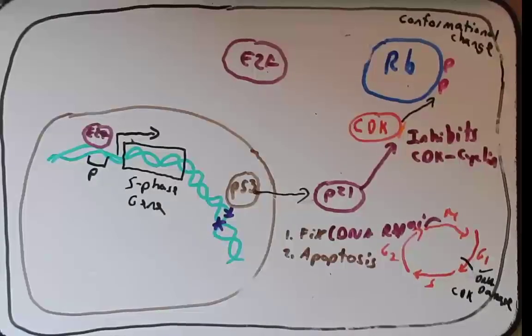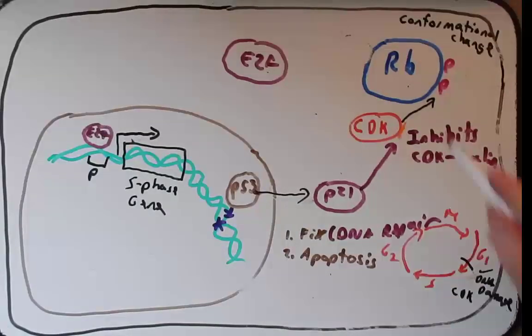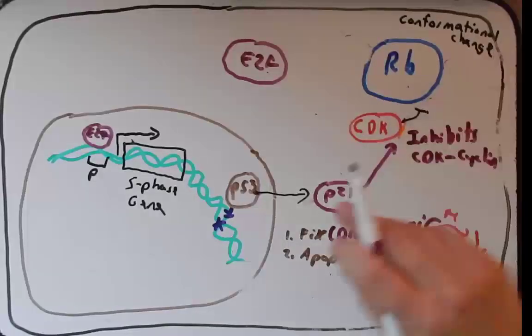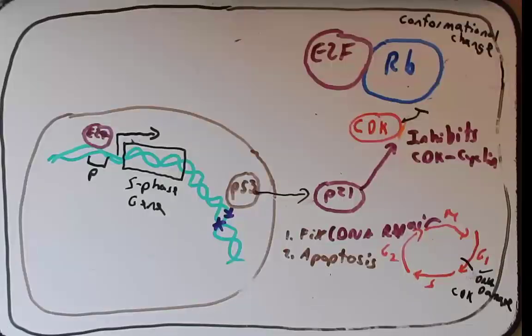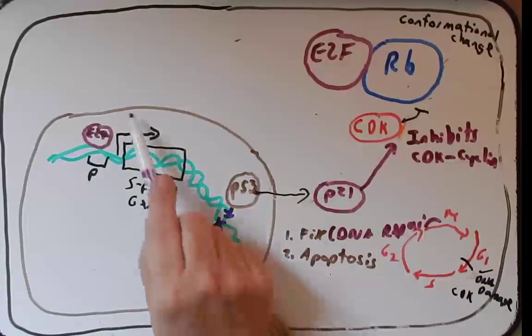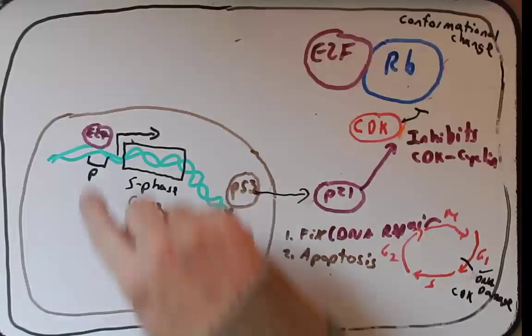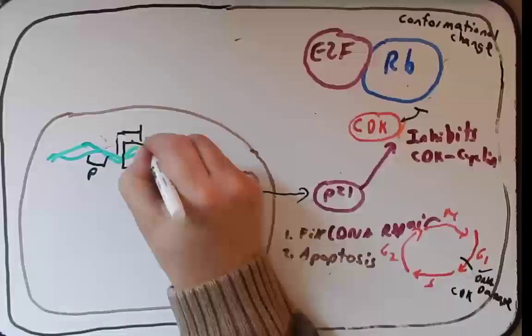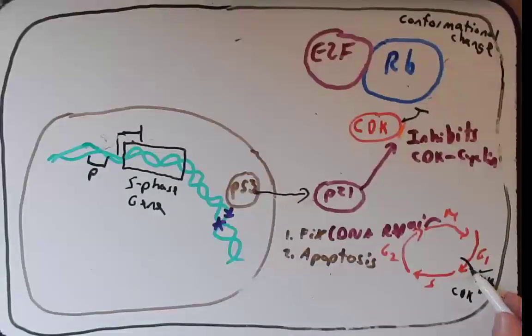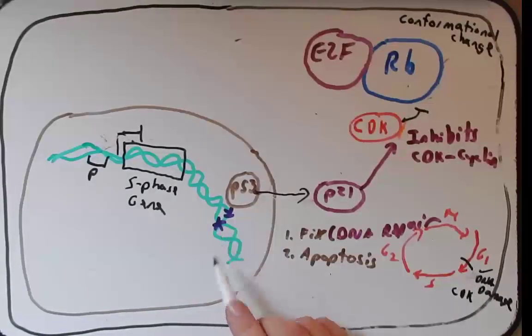In doing that, the cyclin-dependent kinase is unable to phosphorylate retinoblastoma. If retinoblastoma is not phosphorylated, then it's going to keep E2F bound to it. If E2F is bound to retinoblastoma, E2F can't enter the nucleus. If E2F can't enter the nucleus, it cannot turn on these S-phase genes. And now the cell will remain stopped at the G1S checkpoint until this DNA damage is repaired.